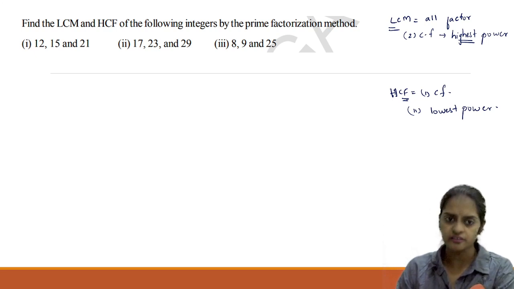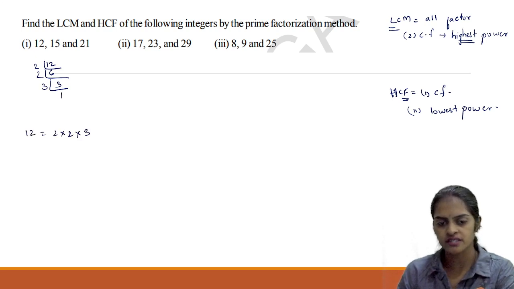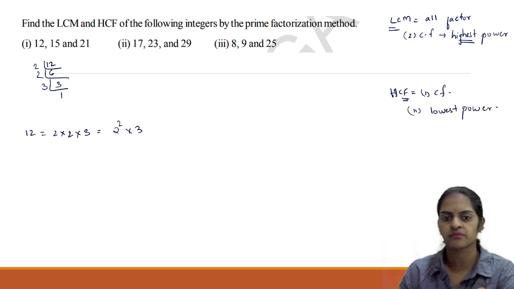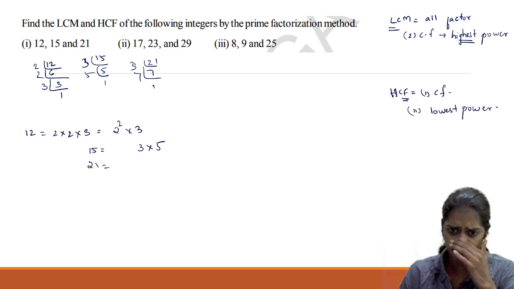So let's understand here. 12, let's prime factorize: 2 sixes are 12, 2 threes are 6, 3 ones are 3. So 12 can be written as 2 into 2 into 3, or simply 2 square into 3. 15 I am writing as 3 fives, simply writing it in order. You can write it as you wish. 21 is 3 sevens, 7 ones. So 21 I am writing as 3 sevens.